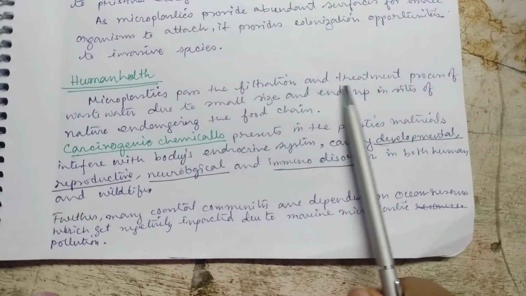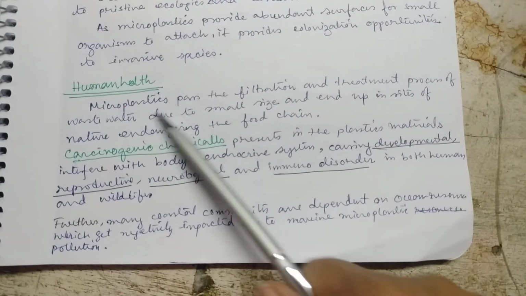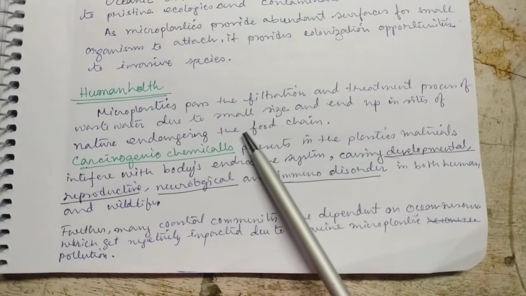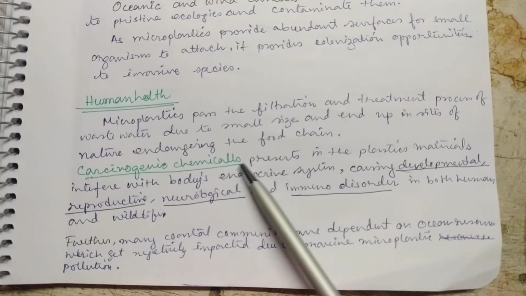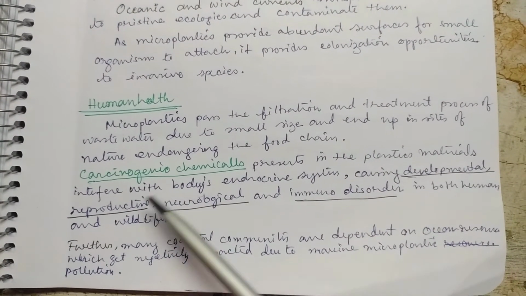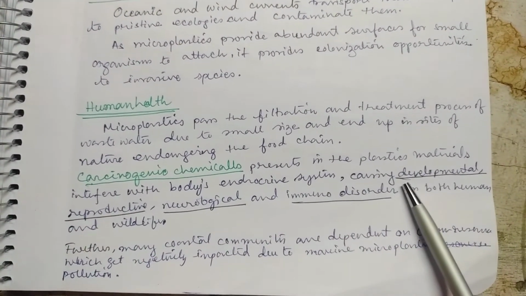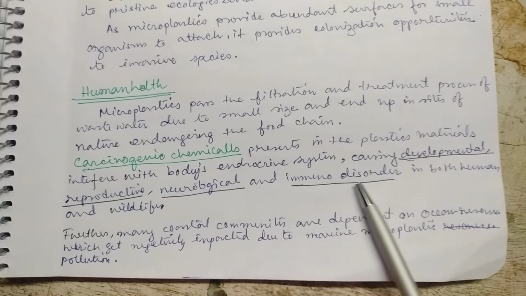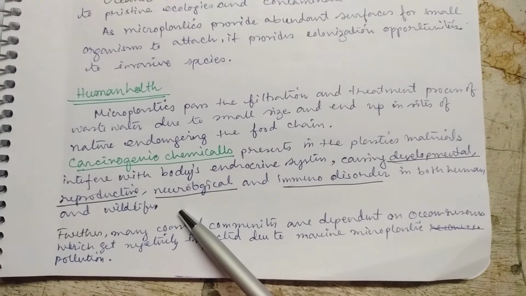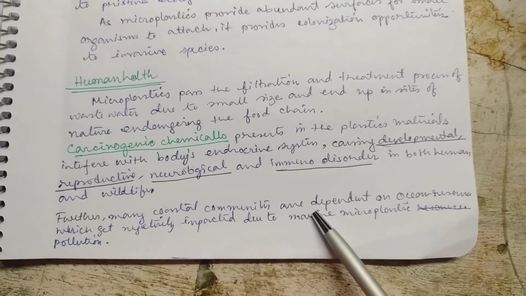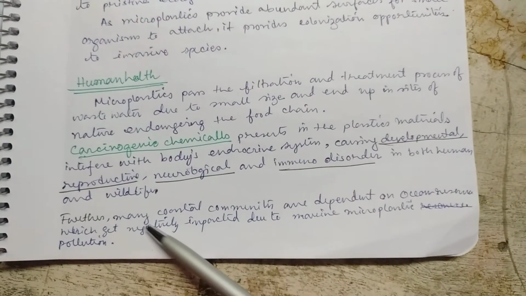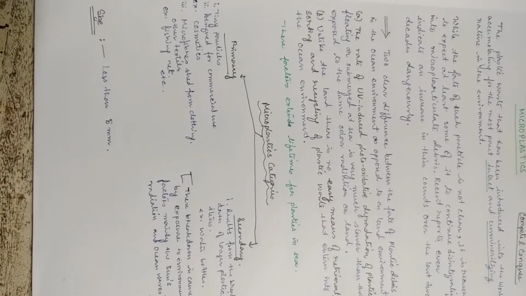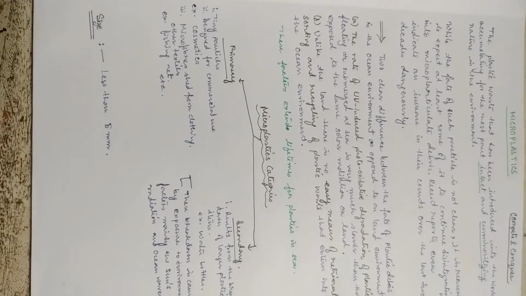Microplastics pass the filtration and treatment process of wastewater due to their small size and end up in sites of nature, endangering the food chain. Carcinogenic chemicals present in these plastic materials interfere with the body's endocrine system, causing developmental, reproductive, microbiological, neurological and immune disorders in both humans and wildlife. Further, many coastal communities are dependent on ocean resources, which get negatively impacted due to marine microplastic pollution. So these are the main problems, not all.